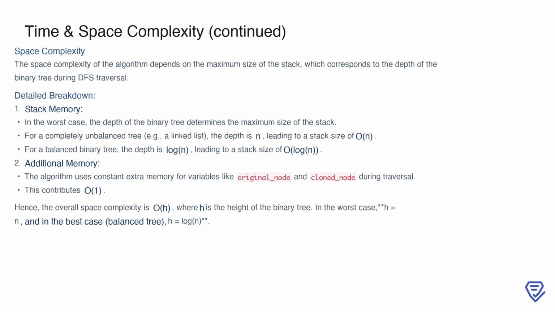On the other hand, for a balanced binary tree, the depth is proportional to log n, leading to a much smaller stack size of log n. Additionally, the algorithm uses a constant amount of extra memory for variables like original_node and cloned_node, which adds O(1) to the space complexity. Therefore, the overall space complexity is O(h), where h represents the height of the tree. In the worst case, this height equals n, and in the best case, it is log n.